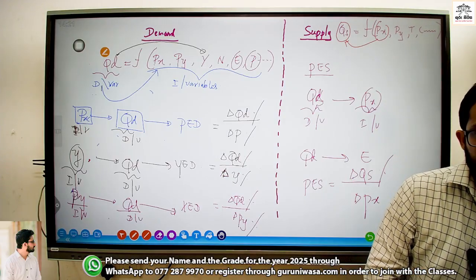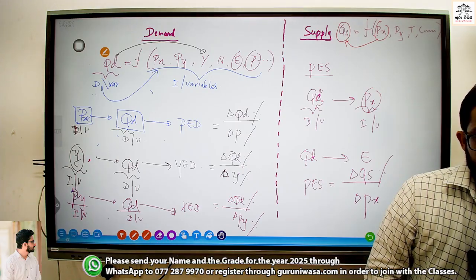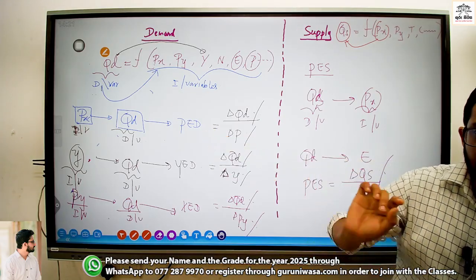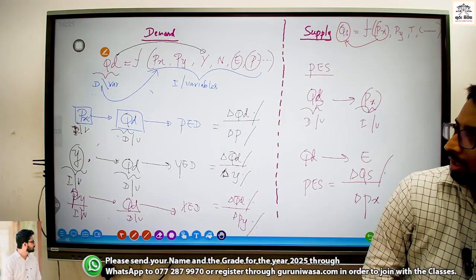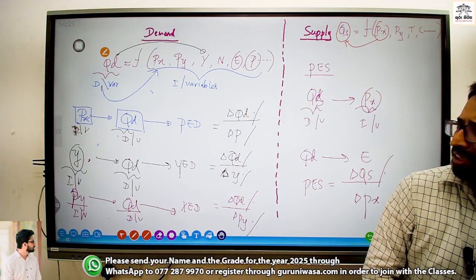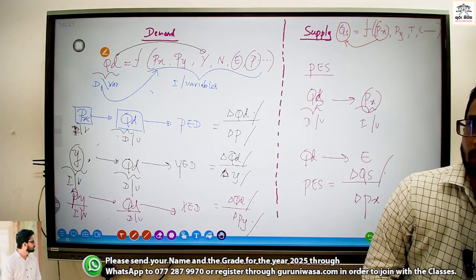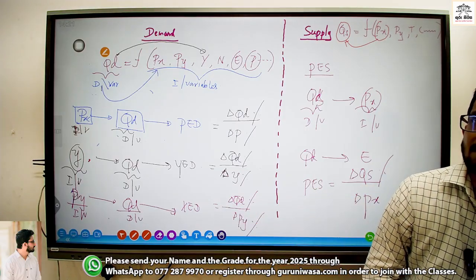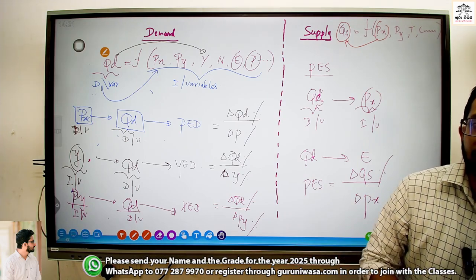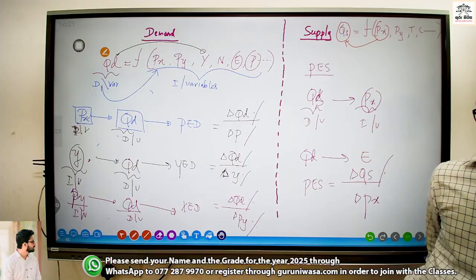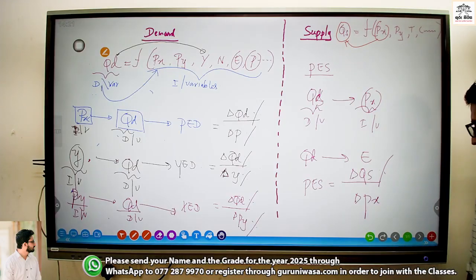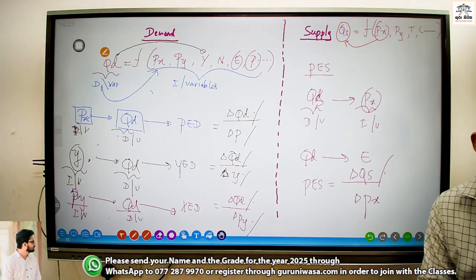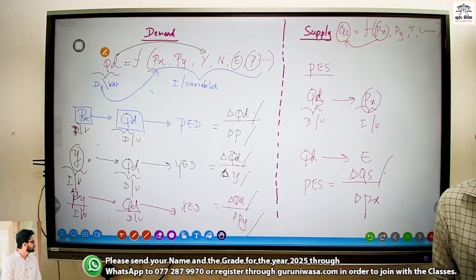The summary. So if you want, write this down. This PED means price elasticity of demand. YED means income elasticity of demand. XED means cross, meaning between two products. Cross means between two products. Third one is cross price elasticity. Cross price elasticity.